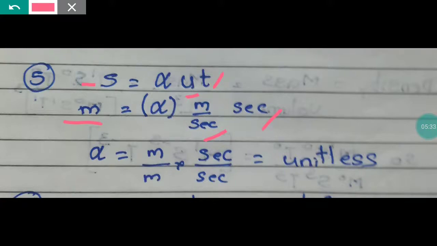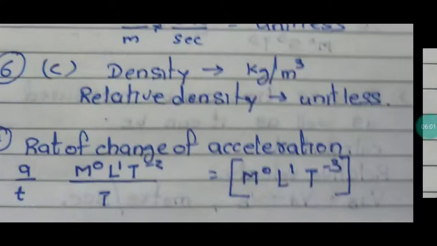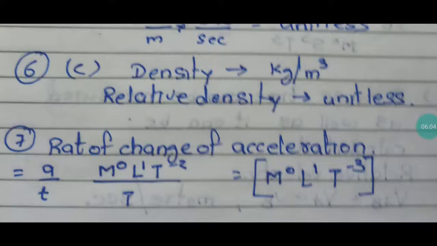Okay, now what you do is transpose everything else to one side and let alpha remain on one side of the equality sign. So on one side we have alpha, on the other side we have meter cancelling with meter, second cancelling with second. So what is the unit of alpha? There will be no unit. It is a unitless quantity, and so its dimensions, if someone asks, will be M0, L0, T0.